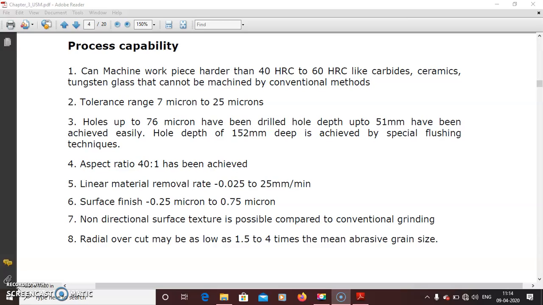The tolerance ranges from 7 micron to 25 micron. We can generate a hole up to 76 micron with a depth of 51 mm. But suppose we want to increase the depth of cut, so we can achieve up to a 150 mm deep hole by attaching some special flushing technique. We will discuss two. That is the linear material removal rate, 0.025 to 25 mm per minute, and surface finish 25 micron to 75 micron.